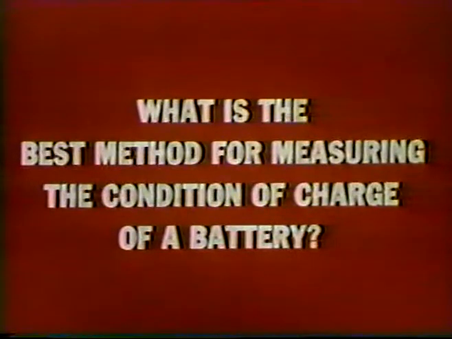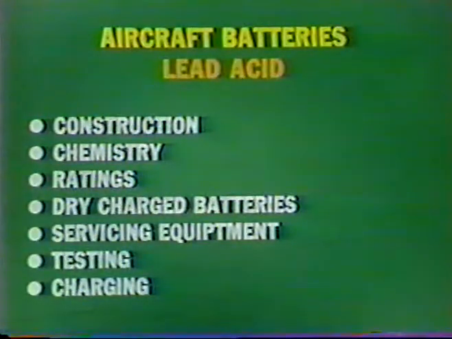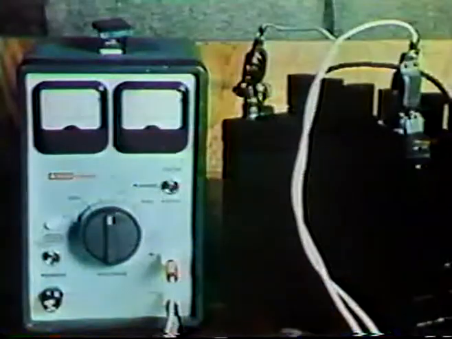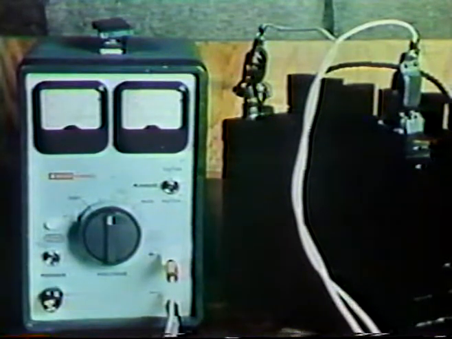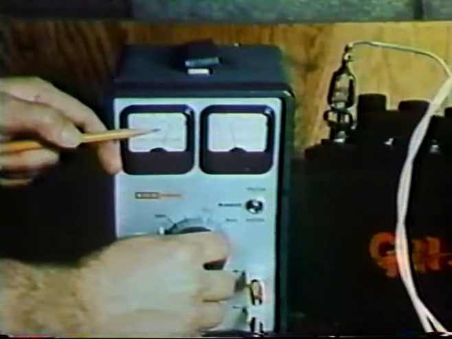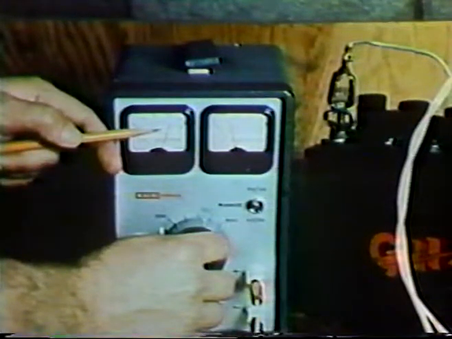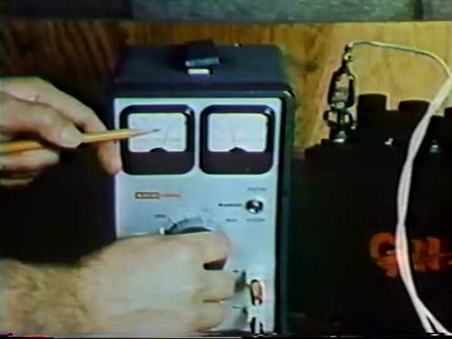Question: what is the best method for measuring the condition of charge of a battery? The hydrometer test for specific gravity. Charging procedures. Constant current charging. In order to charge a battery, the source voltage must be higher than the battery voltage. As the battery charge continues, the battery voltage increases, making it necessary to increase the charging source voltage.